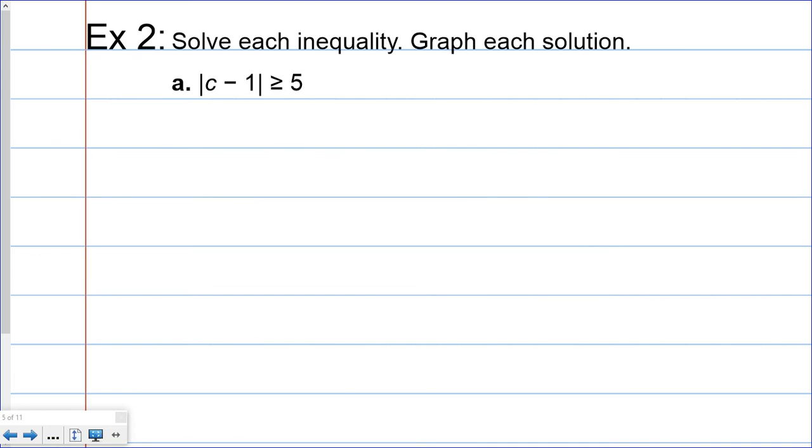To example 2. So solve each inequality, graph each solution. Same basic thing, but now you notice we have a greater than. So when we split this, we have c minus 1 is greater than or equal to 5. Since it's greater than, this time, we have an or. So if this is an or, then we now have c minus 1 is less than or equal to -5. So again, just make sure when this is greater than here, you have an or right there. That's going to make a big difference in your answer.